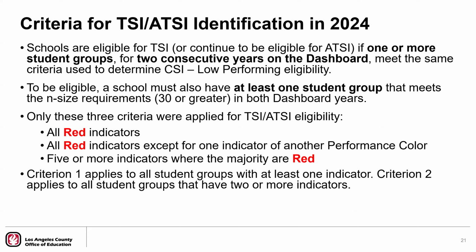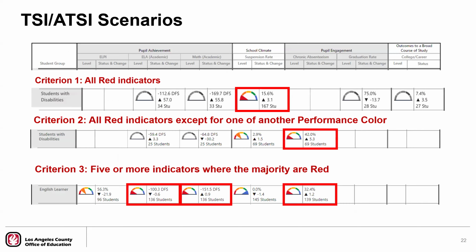And that's often the case where the only indicator may be suspension, because that tends to get a lot more students because of the business rules. And if that one were red, then you would be identified for TSI this year if it was the first year. Next slide. So here again, it's very similar criteria, with some similar samples as the previous one.